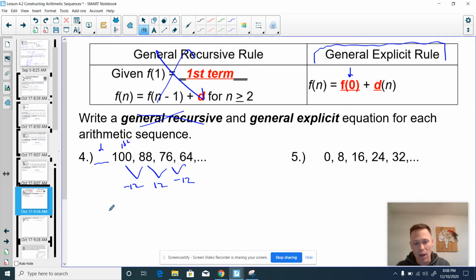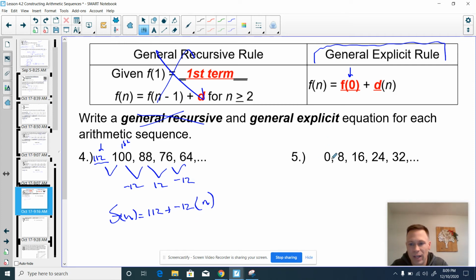So then I would write that f of n would be equal to that starting value. I would have to add 12 to go back, which would be 112. So 112 plus, and it's negative 12. That common difference is negative, or you could write minus 12. And then times however many times we do the thing, right? And that's going to be n.